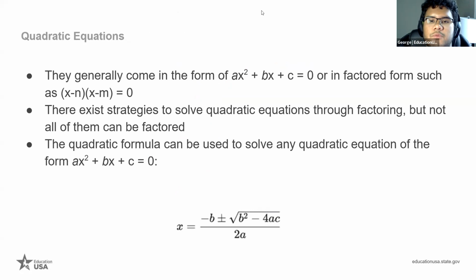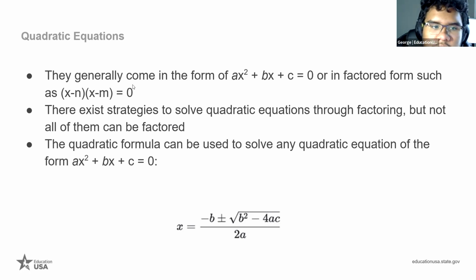There's no problem associated with this, but this is just a brief rundown of quadratic equations. These are equations that generally come in the form of A, which is any coefficient, times x squared, plus B, which is any other coefficient, times x, plus C equals 0. Or it may also come in a factored form, like what I showed previously, like in the example of x plus 2 times x plus 3. It can come as x minus n times x minus m equals 0.